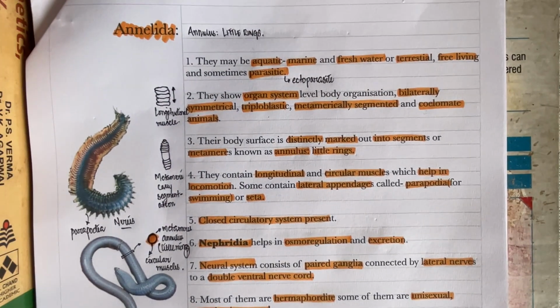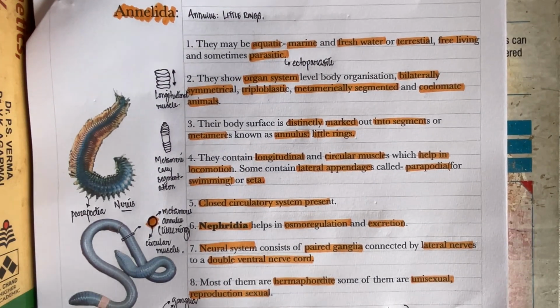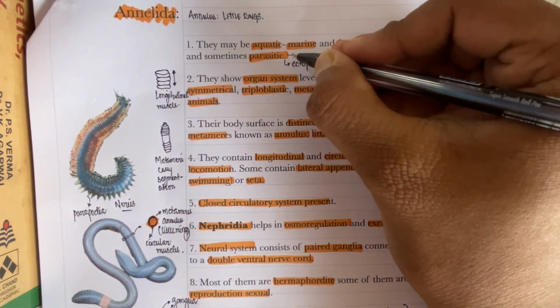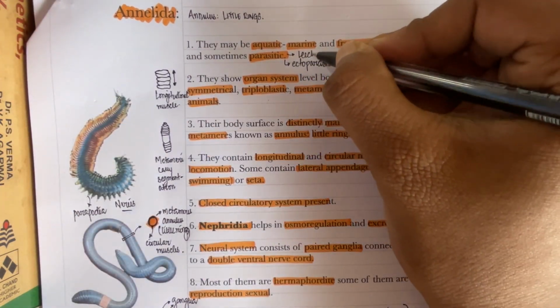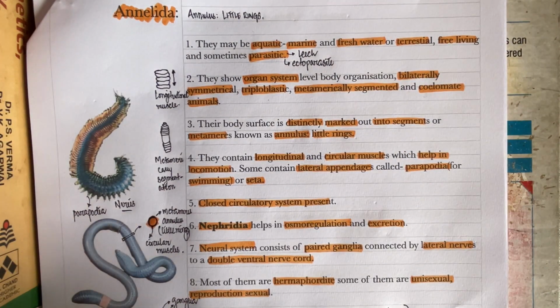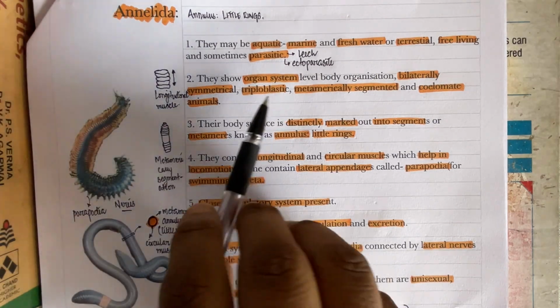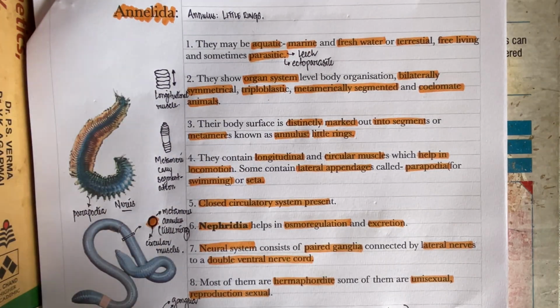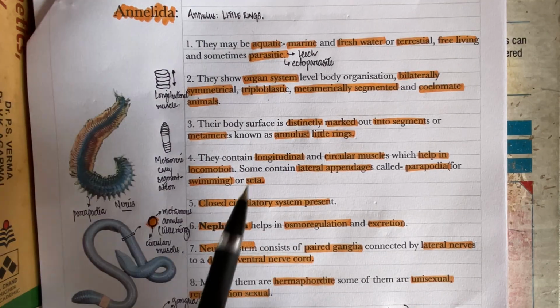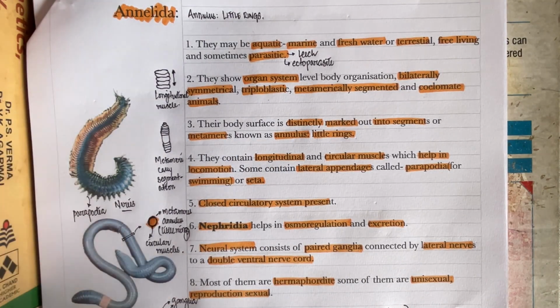So what are the points that we need to keep in our mind? Let us revise it once again. They are aquatic, that means they can be found in marine or freshwater environment. They can be terrestrial, free living or parasitic. I've given you the example of this parasitic nature, that is leech, also called Hirudinaria granulosa. They have organ system level organization, bilateral symmetry, they are triploblastic, they are metamerically segmented and coelomate animals. Their body is distinctly marked with these structures called annulus, whose diagram you can see.